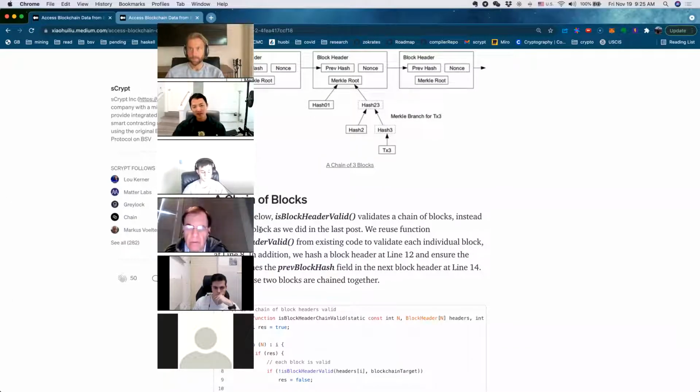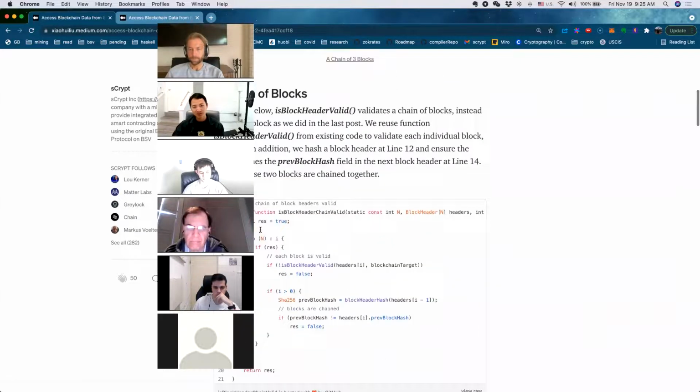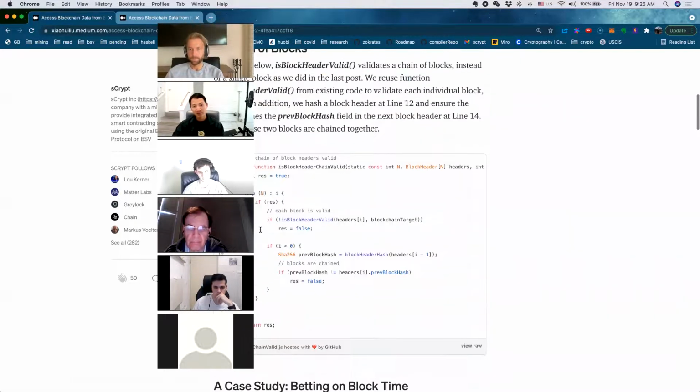In this way, instead of one individual block, you can have access to a chain of blocks. And the good thing about this is you can customize how many blocks you want to push after the block you are interested in, because the more blocks you put in, the more confidence you have.